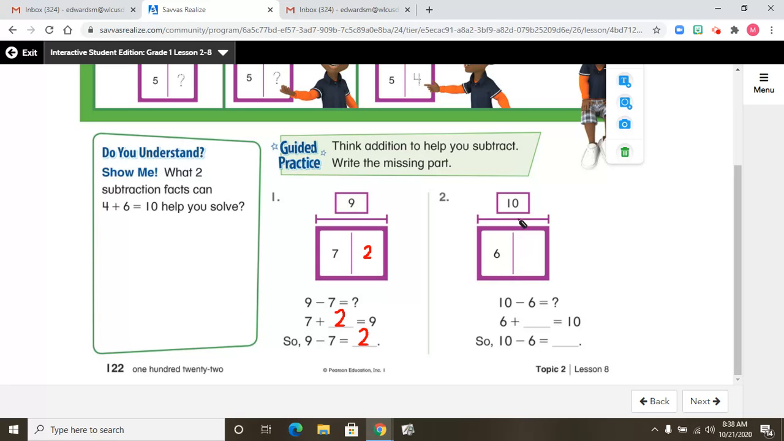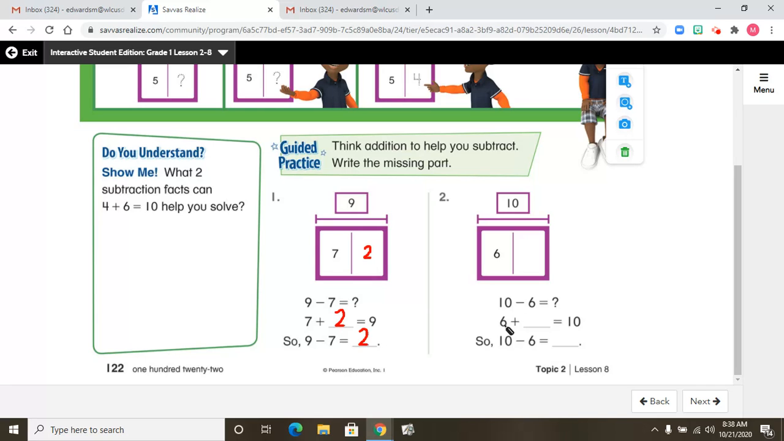Okay, let's move on to number 2. All right, the whole is 10, so that's what we're trying to get to. They give us one part is 6, and we have to figure out this part, okay? So 10 minus 6 equals something. All right, so 6 plus what equals 10? Now there's many ways you could do this. You can use your brain. You can use your fingers, which you need to try to get away from using, but if you would like to use them now, you can. Put up 6 fingers, see how many more you need to get to 10.